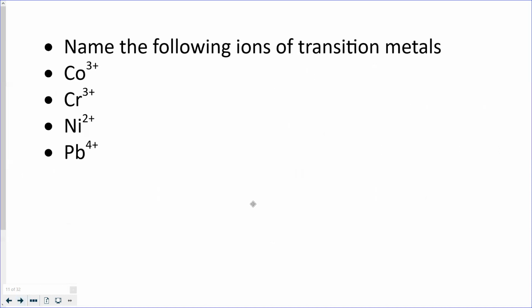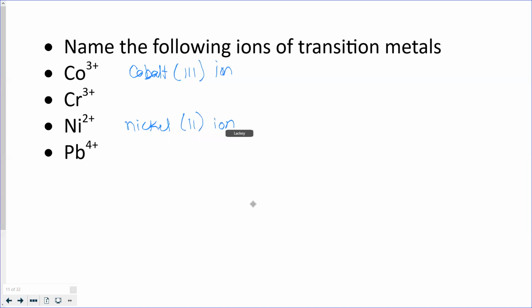So, for example, if we have these ions, Co with a +3 charge, Co is cobalt. So this is going to be the cobalt 3 ion. Chromium can also be 3, but that's going to look the same. Let's go down to the Ni+2. Ni is nickel. And it's going to be 2, so the II in parentheses.